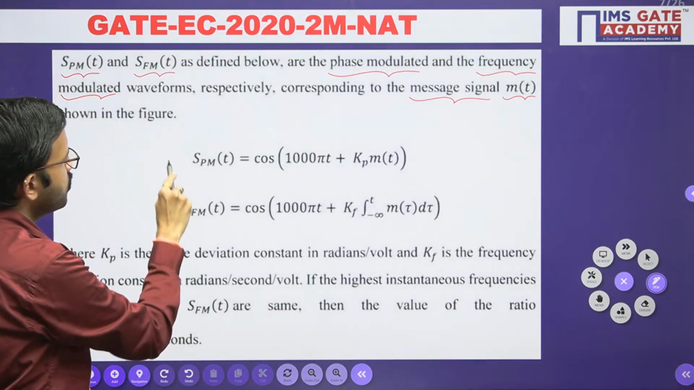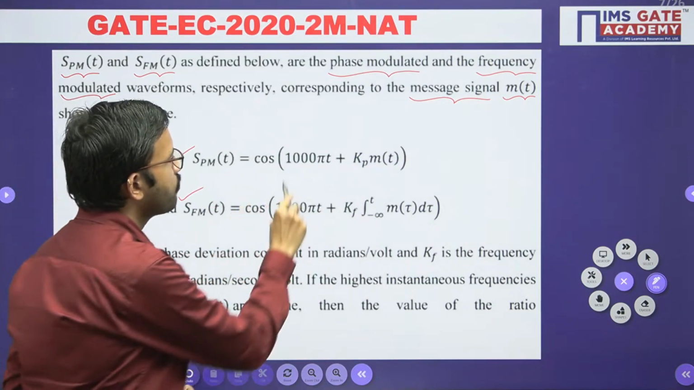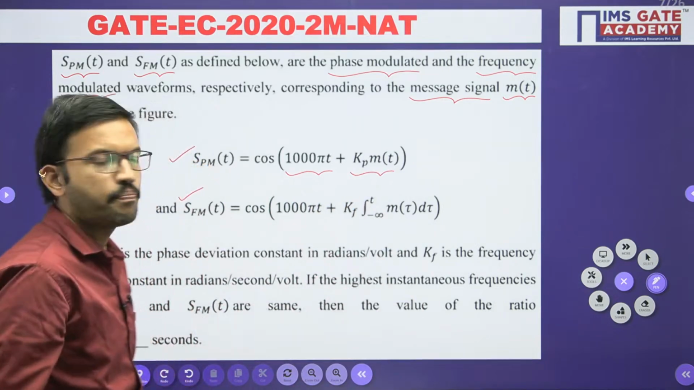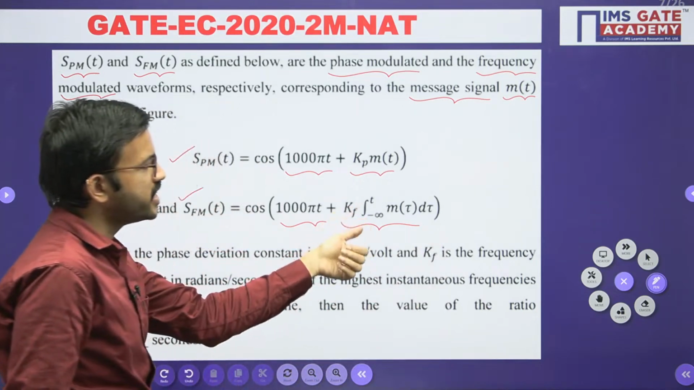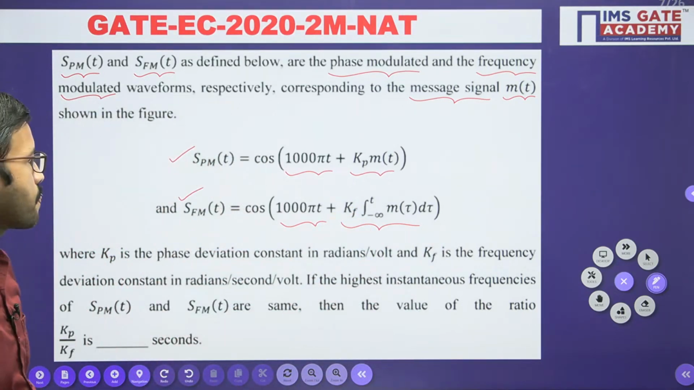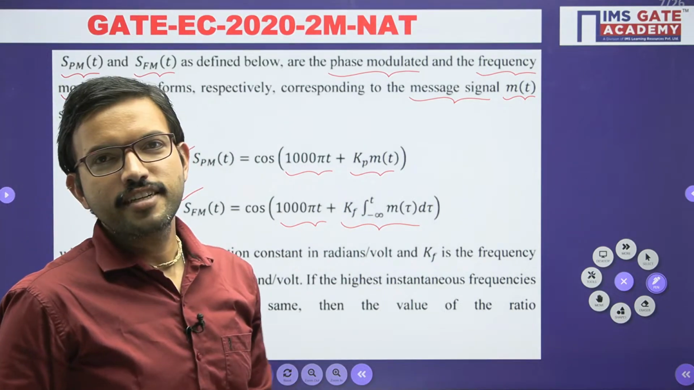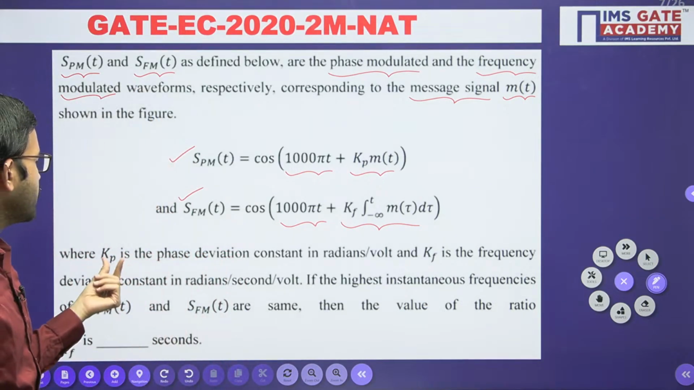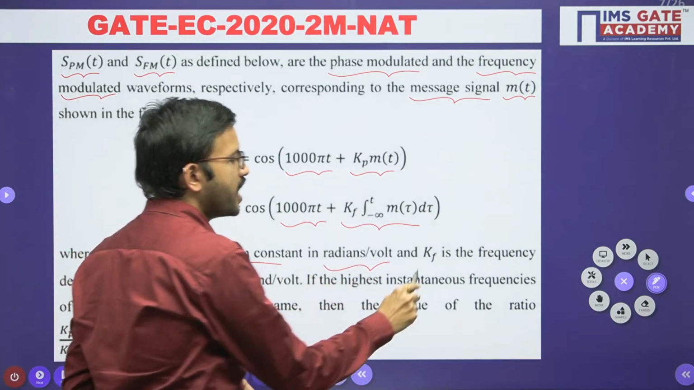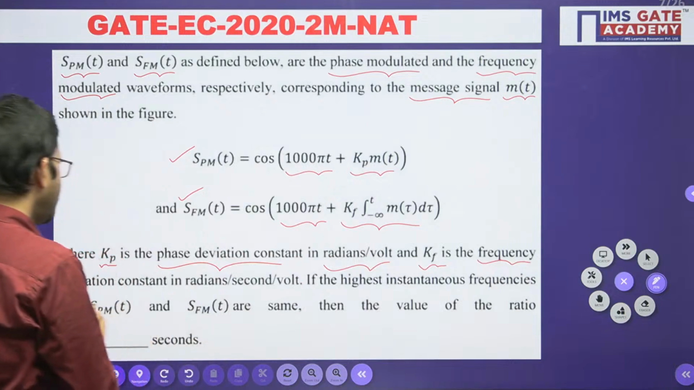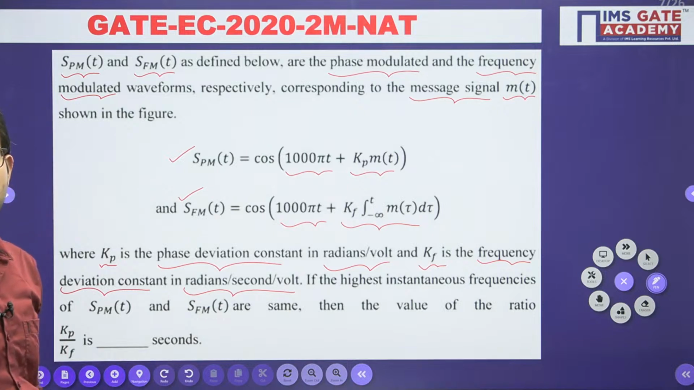And regarding the phase modulated signal and the frequency modulated signal, the equations they have given are cos(1000 pi t + kp m(t)), whereas here it is cos(1000 pi t + kf times the integral from minus infinity to t of m(tau) d tau), right? Yes, very good, Manoj. Here kp is the phase deviation constant, units are radians per volt, and kf is the frequency sensitivity or frequency deviation constant. It is in the order of radians per second per volt, right?